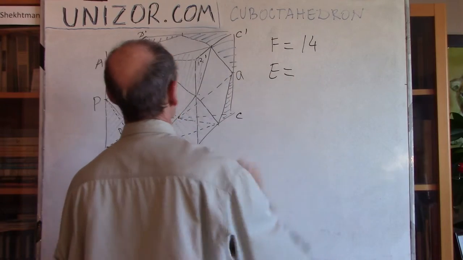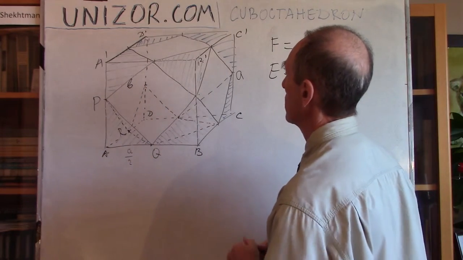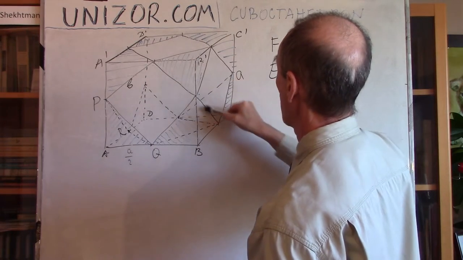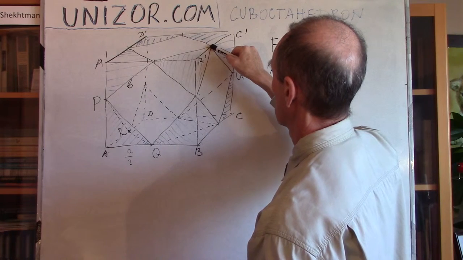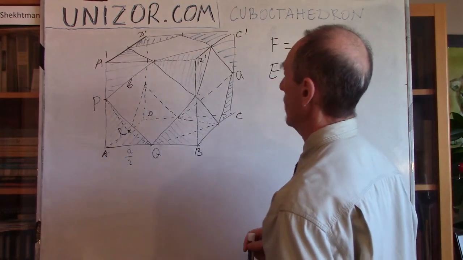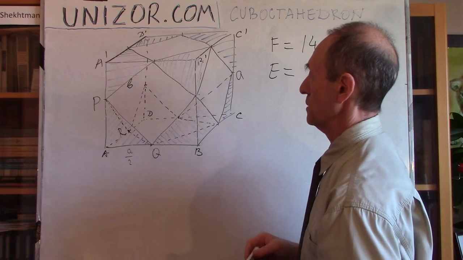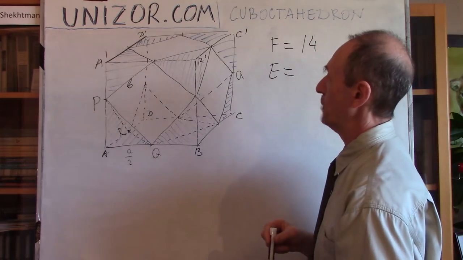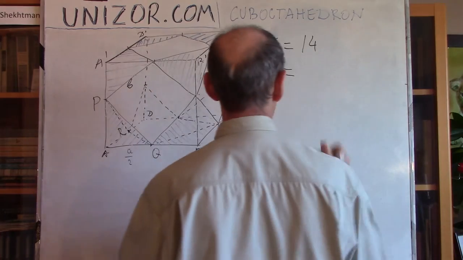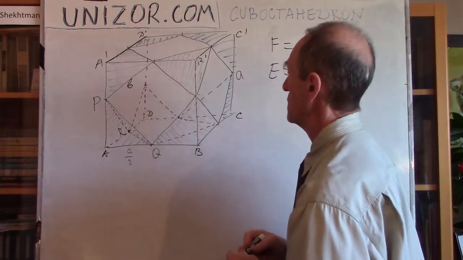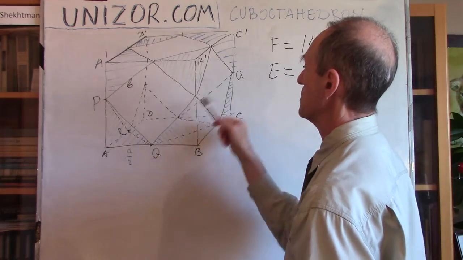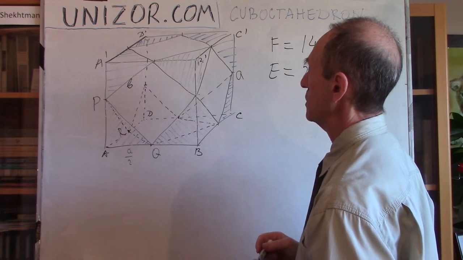Now edges. Okay, so we have... It's not easy to count them, right? Well, I think we have 4 edges here, and 4 here, here, and here. So these are all edges of the squares. But triangles will not bring any new edges. So it looks like I have 6 squares, each of them has 4 edges, so it's 24. I think that's what it is, because triangles do not bring any new edges, because each edge of the triangle is actually an edge of a corresponding square, and squares between themselves do not have any common edges.